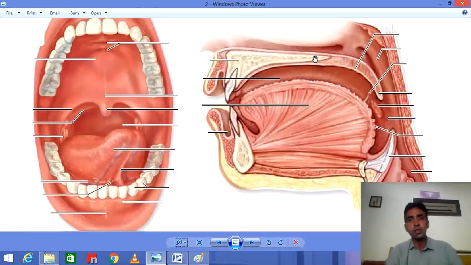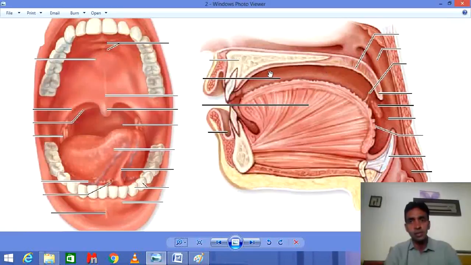If you touch your tongue to the hard palate, you will observe it as hard, and this area will be observed as soft. This is the soft palate, where there is no bone upside. And this is the hard palate. There is a bone, which is actually the maxilla. Where there is maxilla, there is the hard palate, and where there is no bone, there is the soft palate. So this is the roof of the oral cavity.